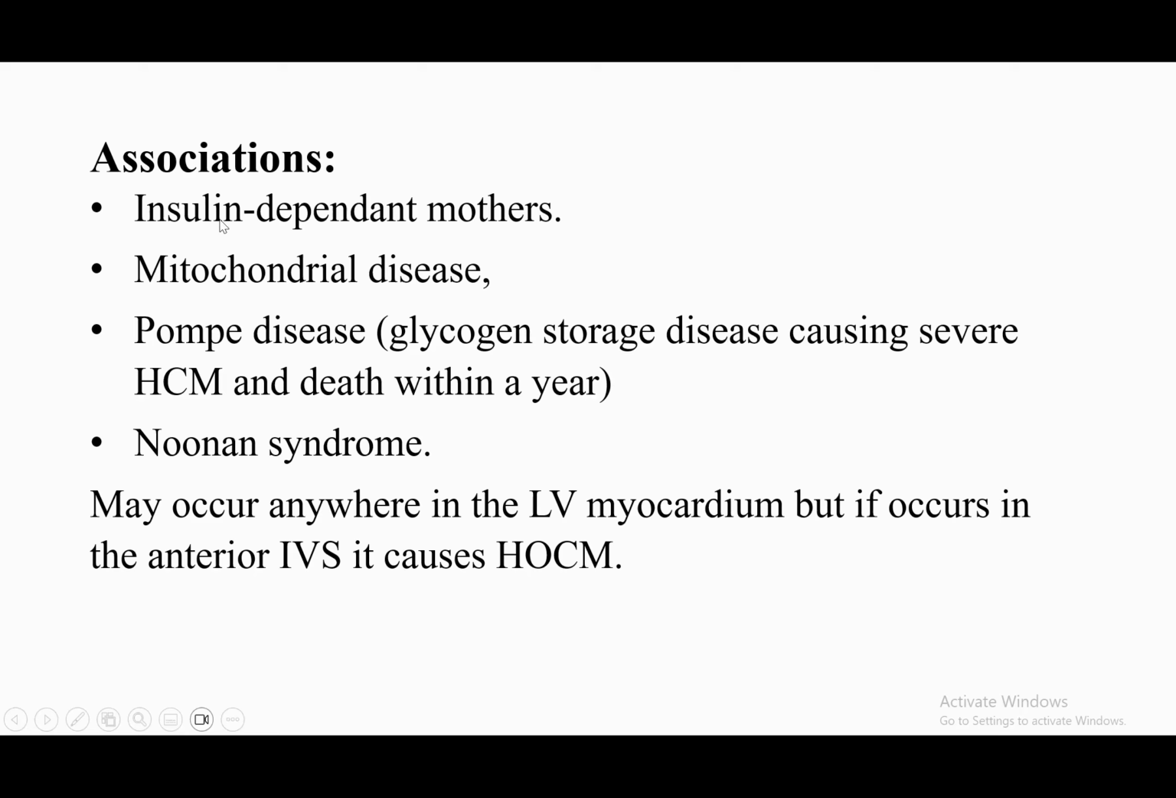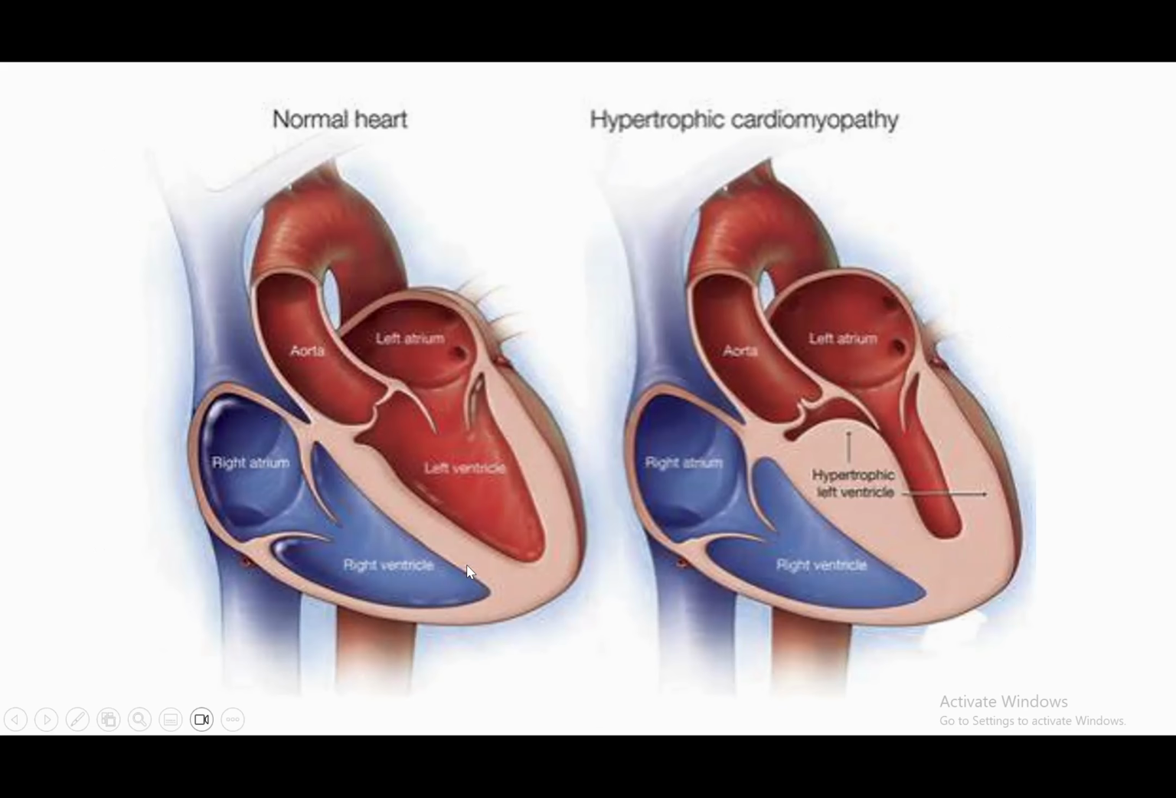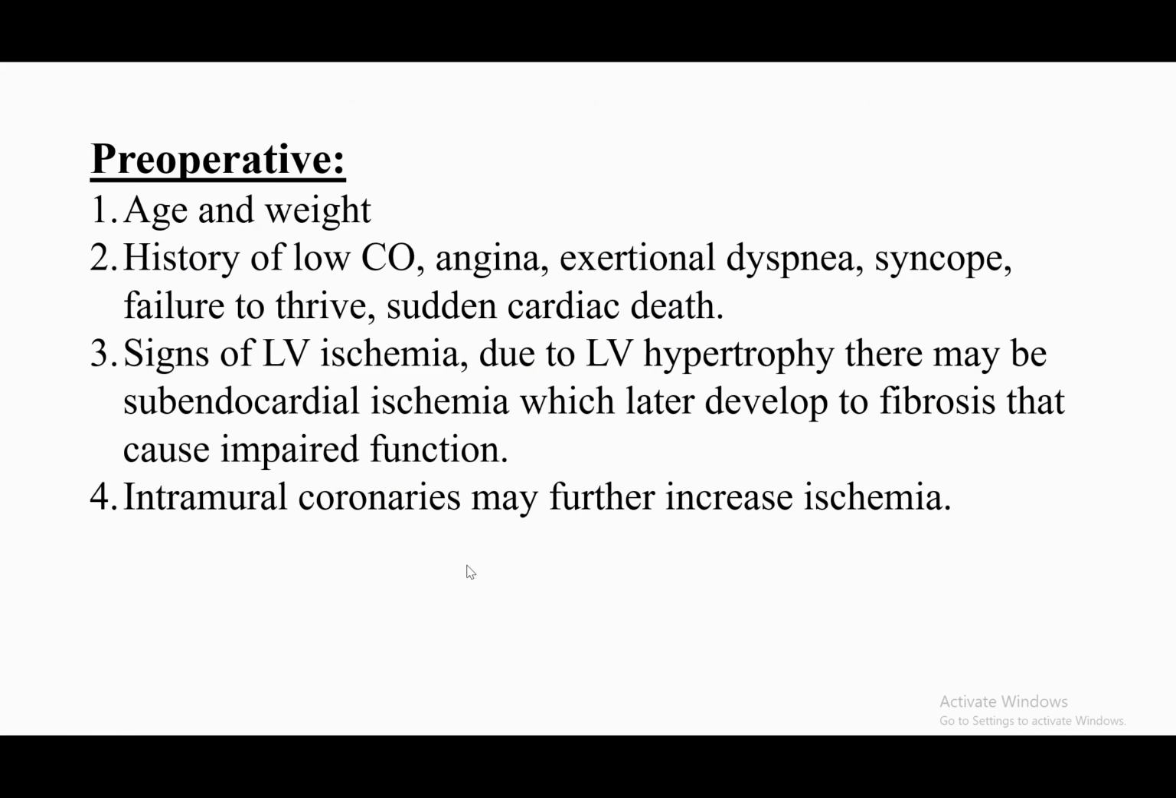But what needs surgery is the hypertrophic obstructive cardiomyopathy that causes obstruction to the outflow tract to the aorta. It's associated with insulin-dependent diabetes mellitus, mitochondrial diseases, and Pompe disease, a glycogen storage disease causing severe hypertrophic cardiomyopathy and death within a year. In Noonan syndrome it may occur anywhere in the left ventricular myocardium, but if it occurs in the anterior interventricular septum, it causes HOCM. History: age and weight, history of low cardiac output, angina, exertional dyspnea, syncope, failure to thrive, and sudden cardiac death. Also ask about a family history of sudden cardiac death.